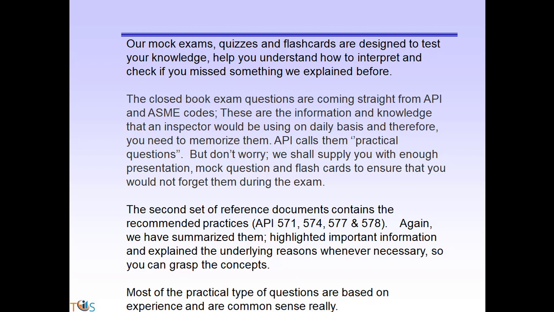The second set of reference documents contains the recommended practices 571, 574, 577, and 578. Again, we have summarized them, highlighted important information, and explained the underlying reason whenever necessary, so you can grasp the concepts. Most of the practical type questions are based on experience and are common sense, really.